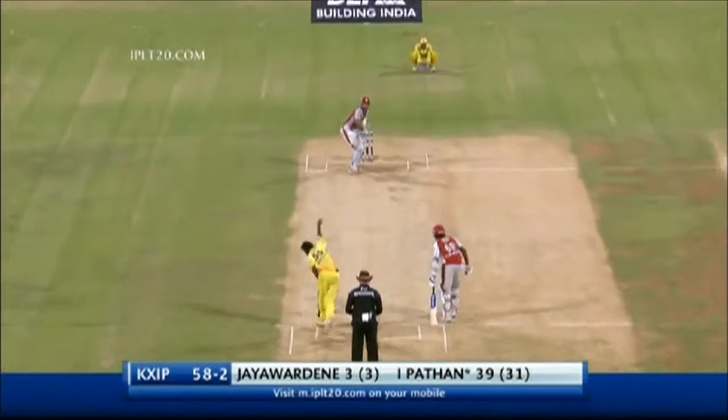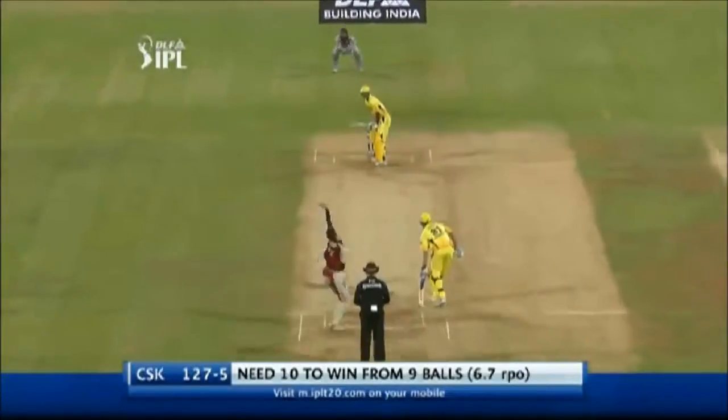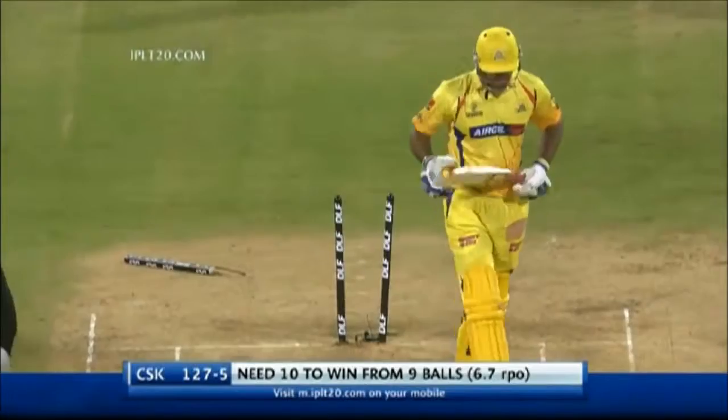Number 1. By bowled out. When a batsman misses a ball bowled by the bowler and the ball hits the stump, the batsman is declared out.